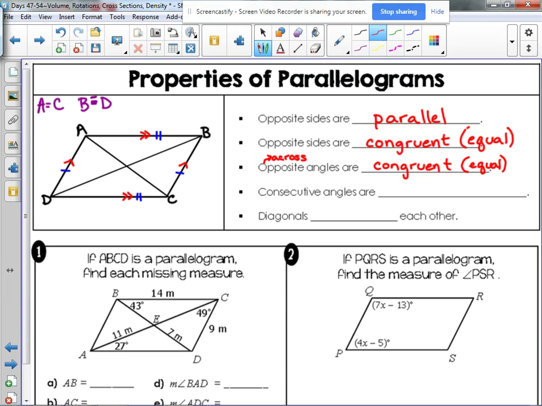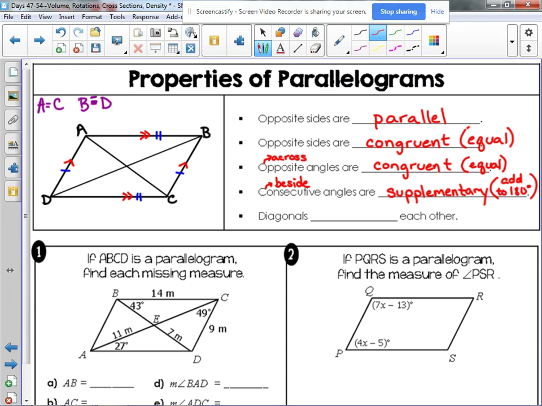Consecutive angles are supplementary. So let's talk about what those terms mean. Consecutive means that they are beside each other. Supplementary, what does that mean? They add to 180. Very good. Okay, add to 180.